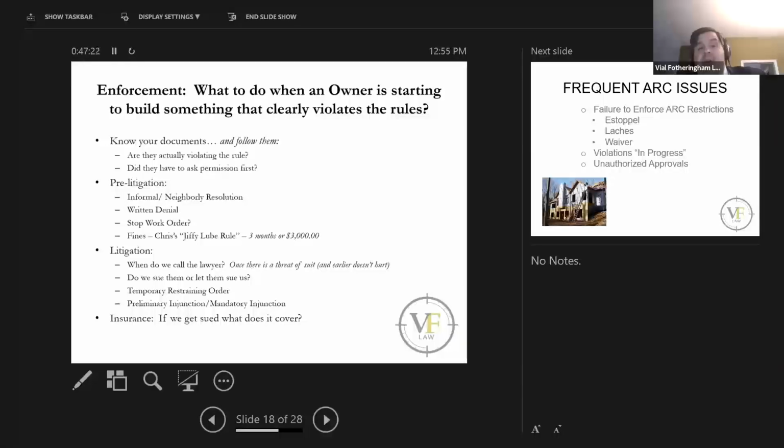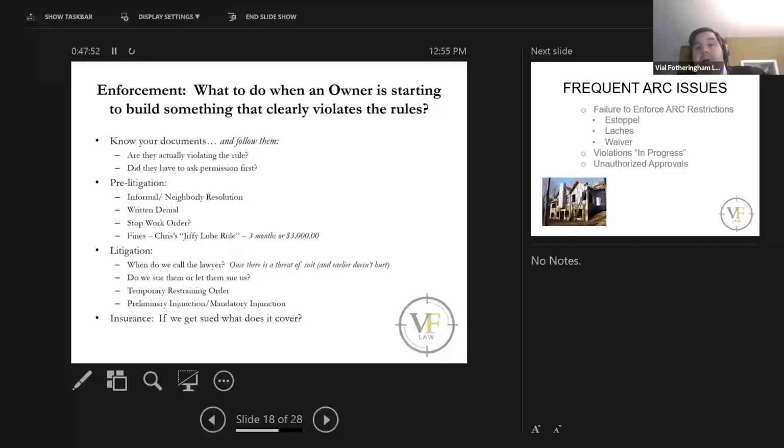All right, questions for litigation. When do you have to call a lawyer? Well, once there's a threat of a lawsuit, or once you start getting wind that the work's being done inappropriately, even if the other side doesn't have a lawyer, even if the homeowner doesn't have a lawyer. The earlier, the better. Do we let them sue? Do we sue them or let them sue us? There are situations where either or can apply, but frankly, if you're trying to get them to stop work, you're going to need to sue them.